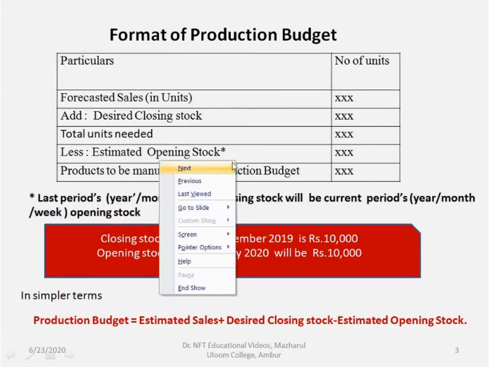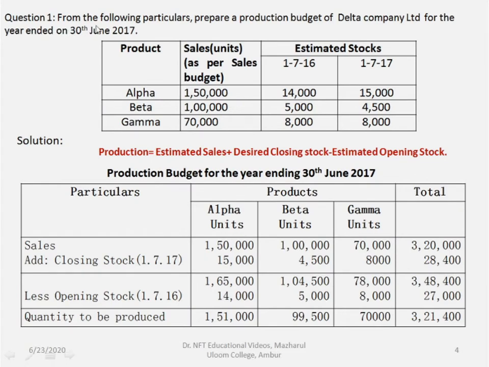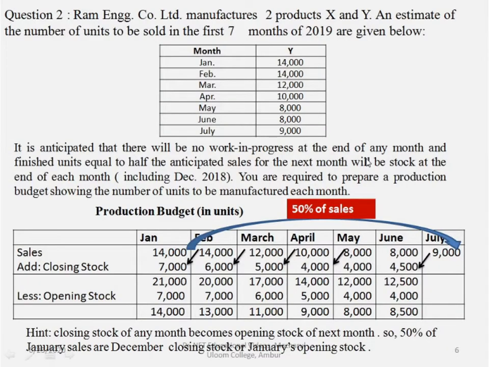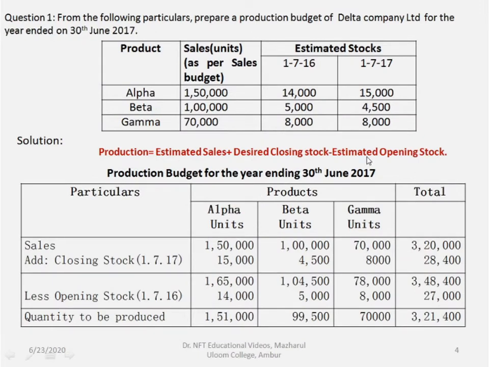Now let us see problems based on this. Question number 1. From the following particulars, prepare a production budget for the year ended 30th June 2017. You are given 3 products, alpha, beta and gamma, and the sales units are given as 1,50,000, 1,70,000. Estimated opening stock as well as closing stock is also given here.